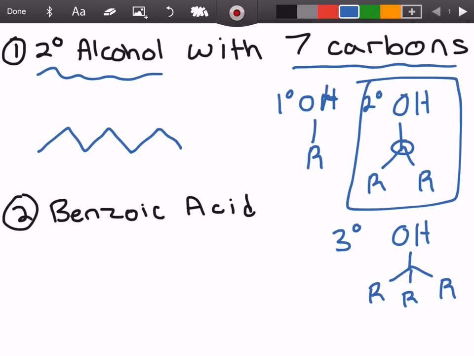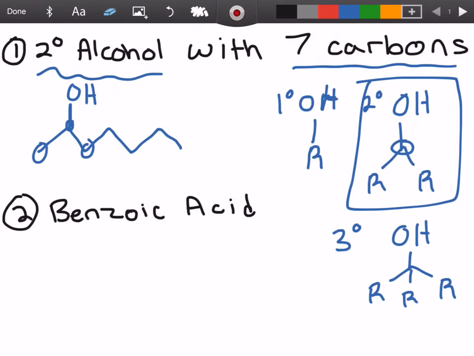Well, if we look at our heptane molecule, we can really put that alcohol on any single point in this heptane besides the endpoints. If we put it on the end carbons, that's going to give us a primary alcohol. But that's not what we want. We want a secondary one. So we're going to put the alcohol maybe right here.